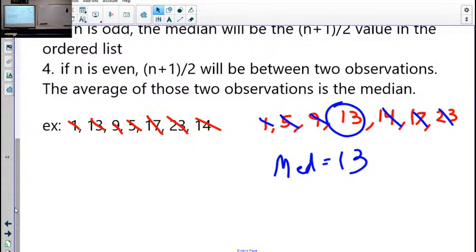So we kind of build from outside to inside. If we work into the middle and there's two numbers, then we're going to average them together. Add them, divide by 2. And that will be our median. That will be our middle number. Questions on that? Questions on median and finding median? Yes? Yep. We'll talk about that in a minute.